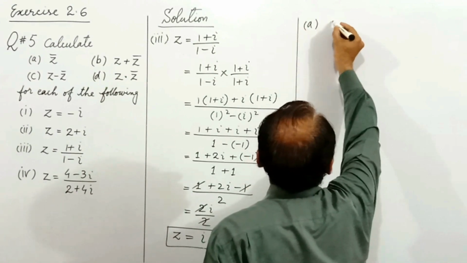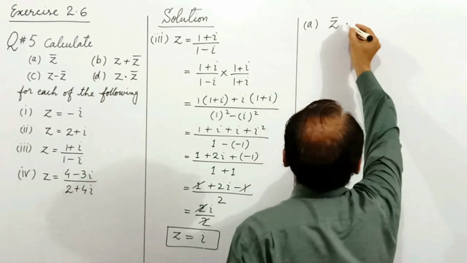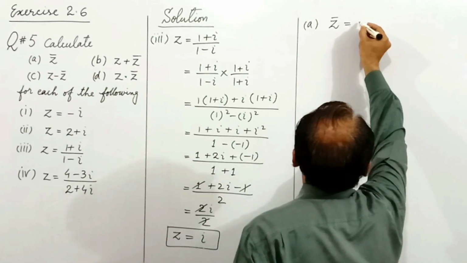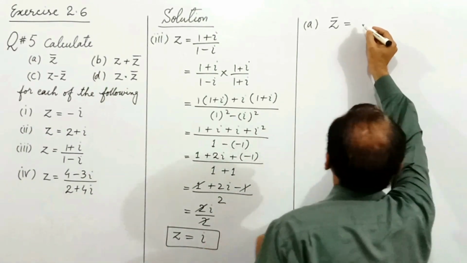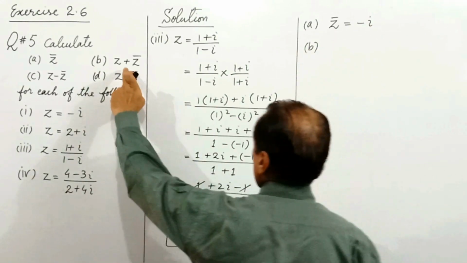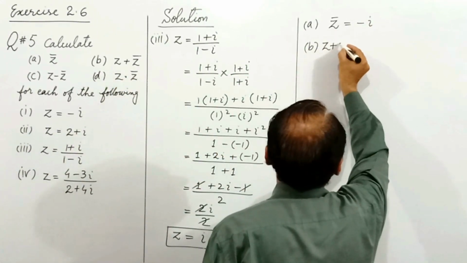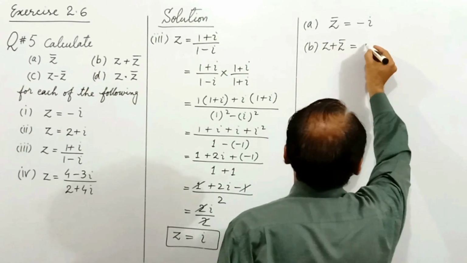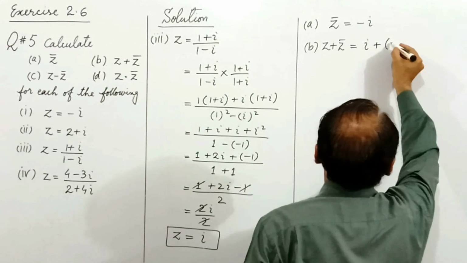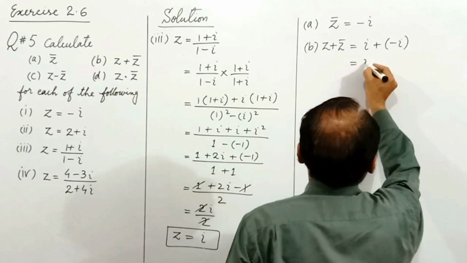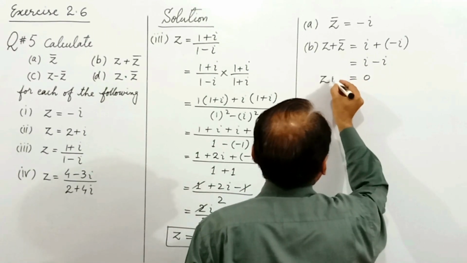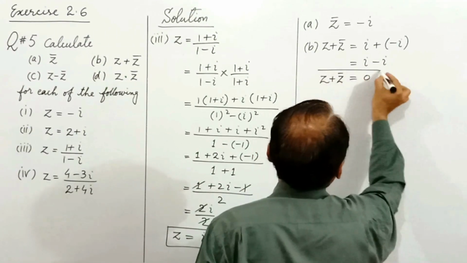As we got the rationalized form of the given complex number, now we can solve this. For part A, we are required to find its conjugate, and conjugates are found by changing the sign of the imaginary coefficient. We have over here iota, so we get minus iota. In part B, we are required to find the sum, so z plus z bar will be equal to iota plus minus iota. Iota minus iota will be equal to 0.